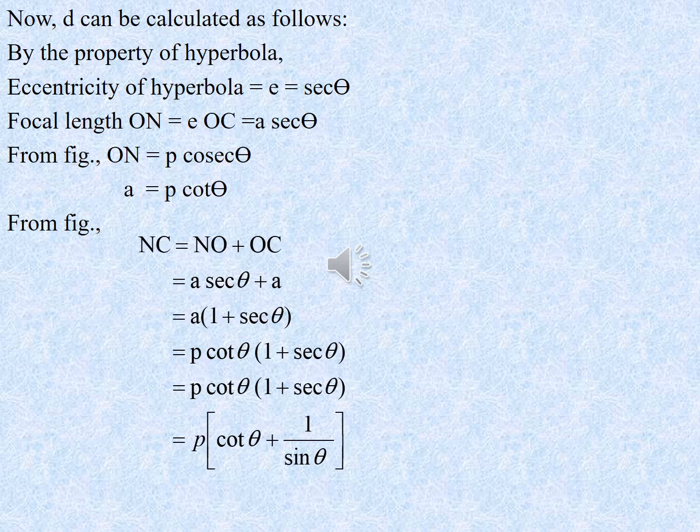By using properties of the hyperbola, we can calculate the d value. The eccentricity of the hyperbola e is equal to secant theta, and the focal length ON is equal to e times OC, that is a secant theta. From the figure, ON is equal to p cosecant theta, and a is equal to p cot theta. We know that NC is equal to NO plus OC. Substituting the above values, we get NC is equal to p into cot theta plus 1 by sin theta.